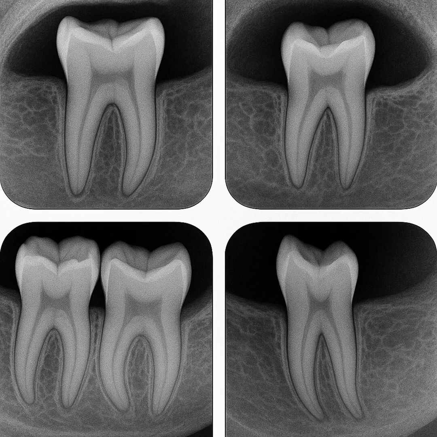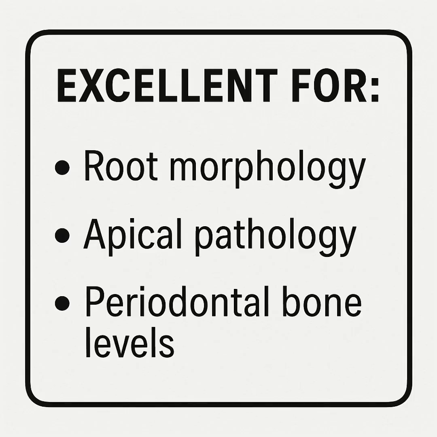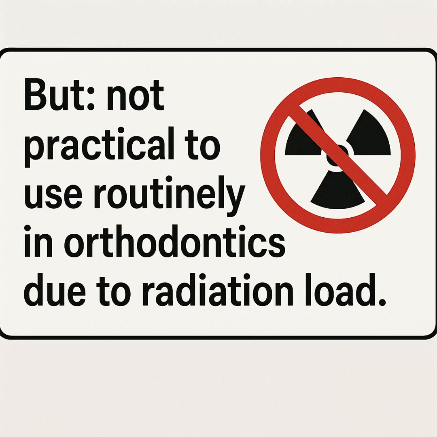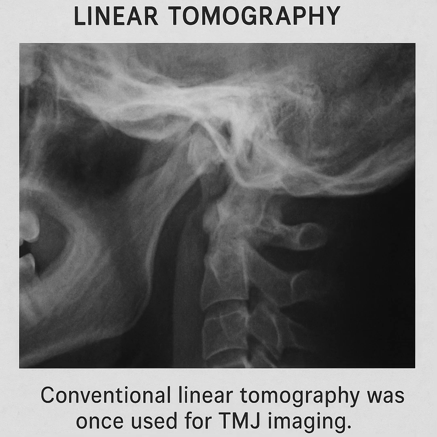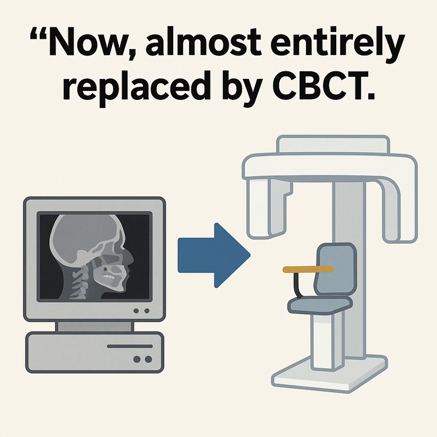Periapical radiographs. High-resolution films of individual teeth and roots. Excellent for root morphology, apical pathology, periodontal bone levels. Useful, but not practical to use routinely in orthodontics due to radiation load. Tomography. Conventional linear tomography was once used for TMJ imaging. Now, almost entirely replaced by CBCT.